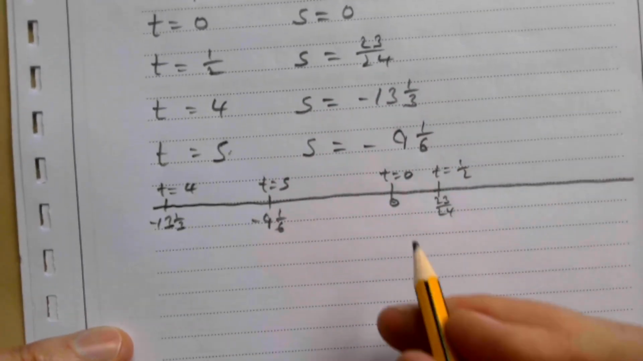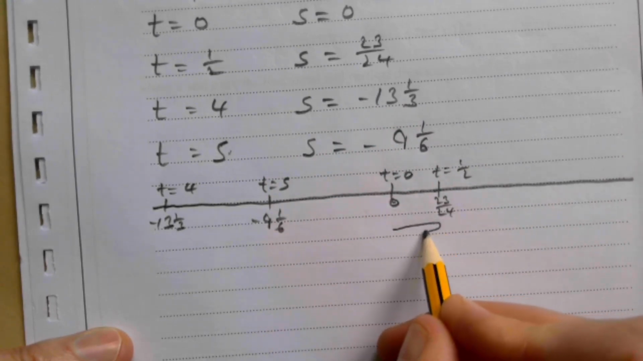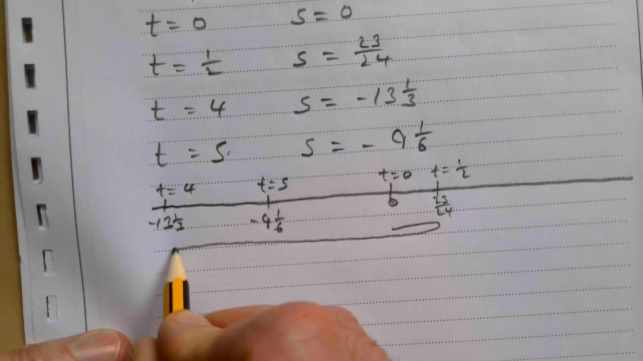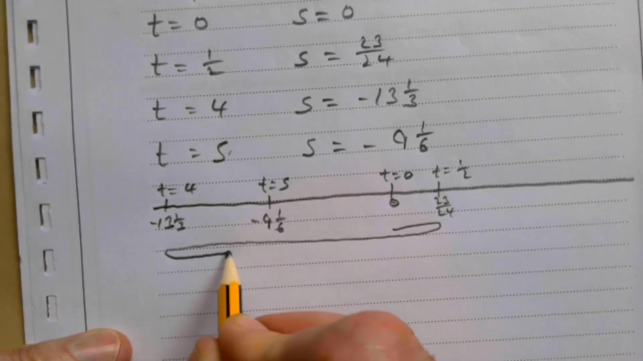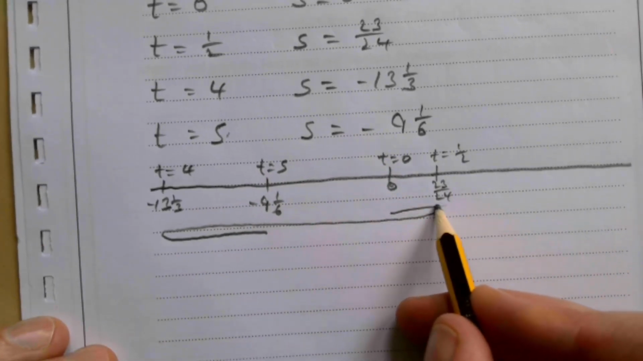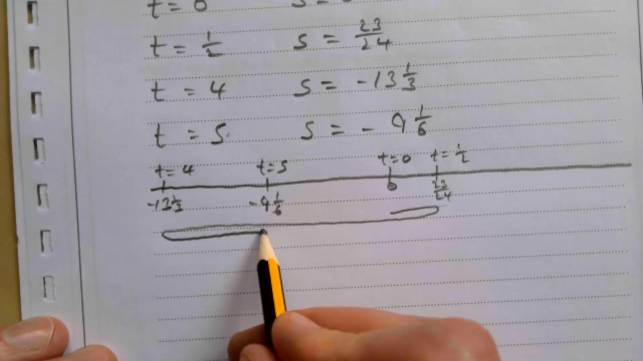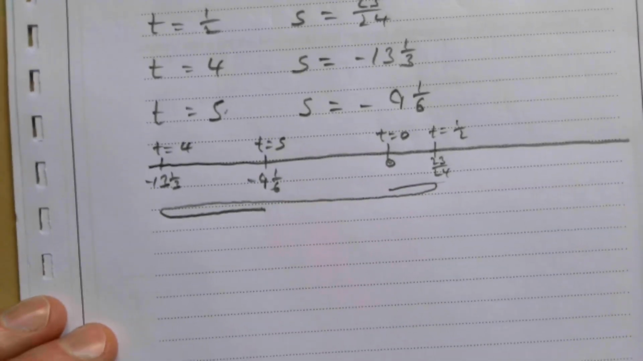So can you see what's happened? It's quite confusing. It's gone from here to here after half a second. Then after 4 seconds, it's ended up here. And then it's finally ended up here. So the distance travelled, we need to go from here to here, plus here to here, plus here to here, and that will work out our distance.